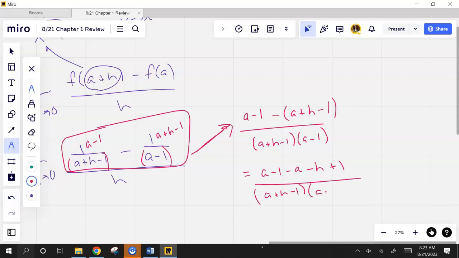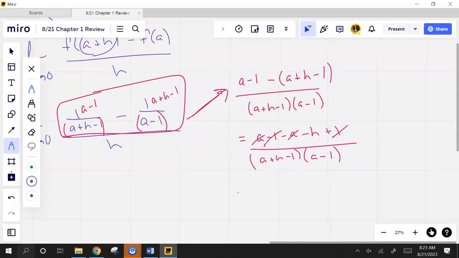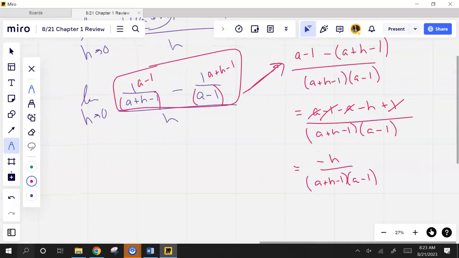It looks worse than what it actually is. The a's cancel, the 1's cancel. Now what do I do? So now I have negative h over a plus h minus 1, a minus 1. Agreed? I'm going to plug that back in my problem.